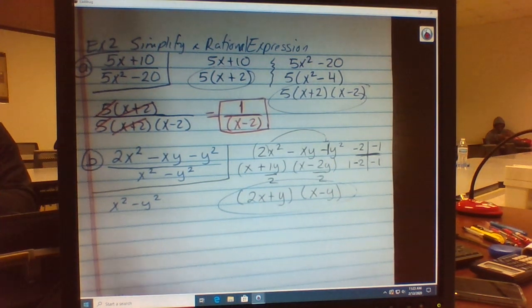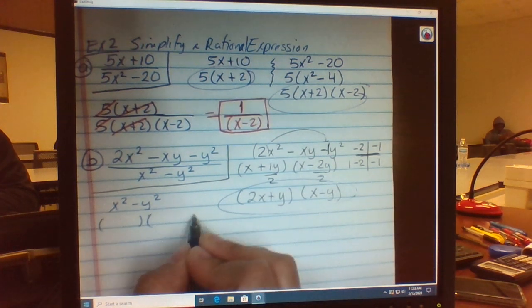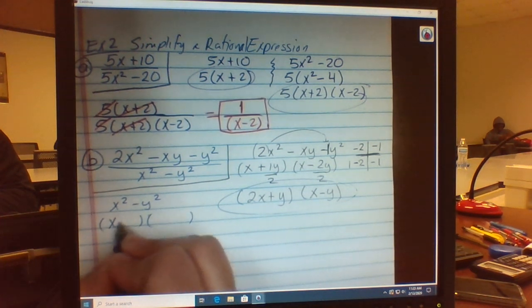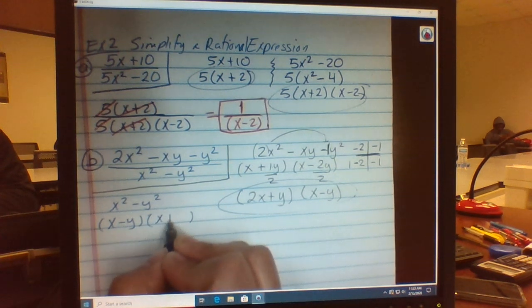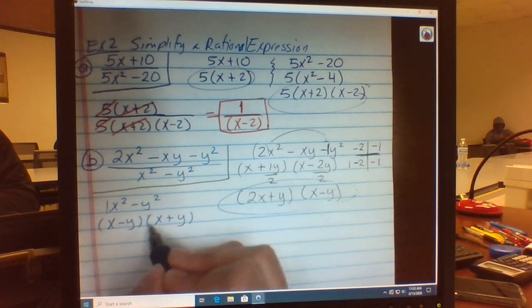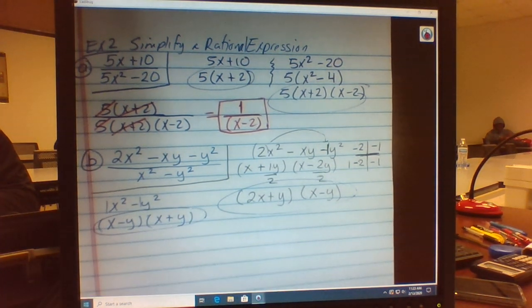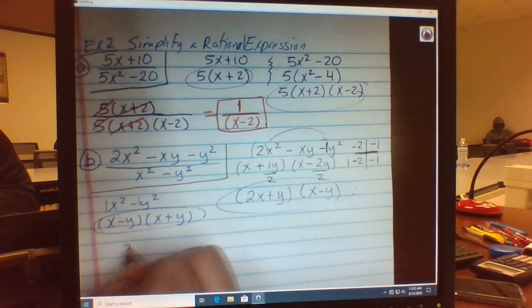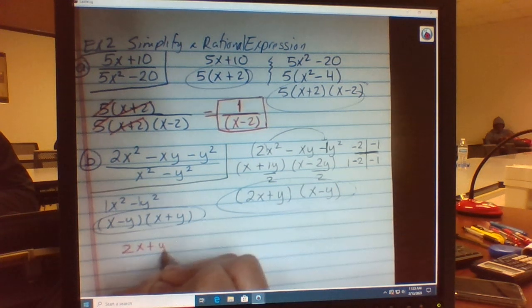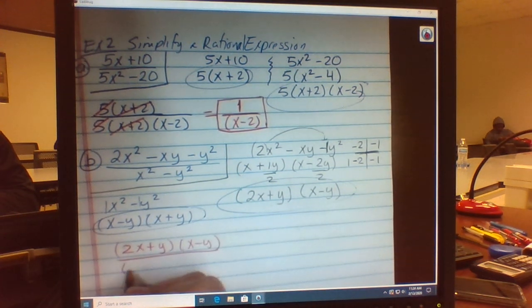Couldn't you factor both? Well, it would be x minus y, and then x plus y. Yep, it's a difference of squares. There's a 1 here, the square root of it is 1, and the square root of that, perfect. So this is your bottom. Now I'm going to write it as one whole thing, which is 2x plus y in parentheses, x minus y in parentheses, x minus y, and an x plus y.